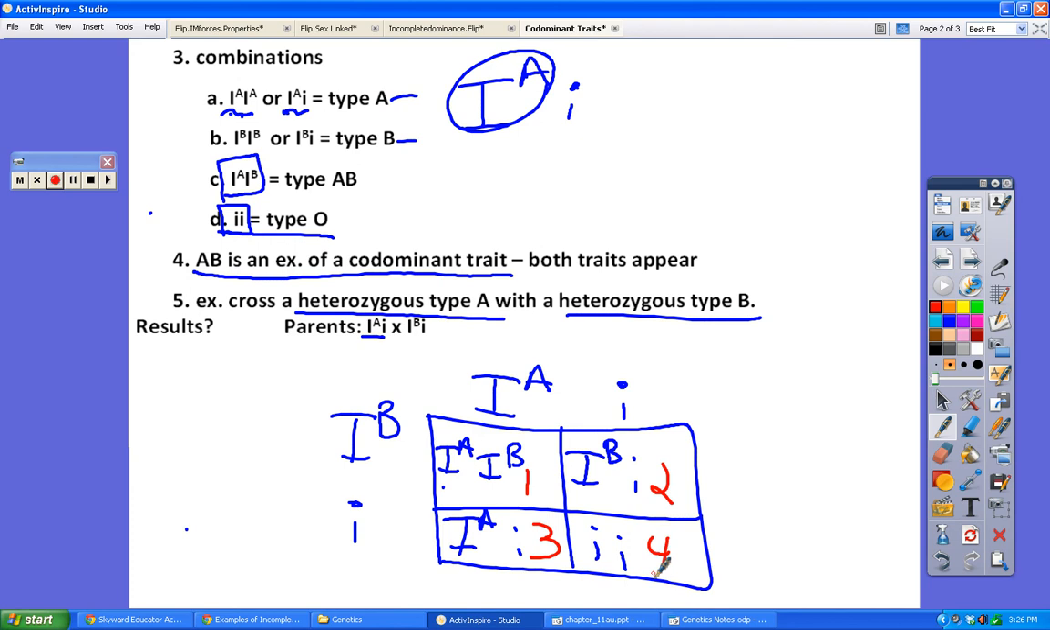So if these two people were to have offspring, they have a 1 in 4 chance of getting a different blood type for their offspring every single time.